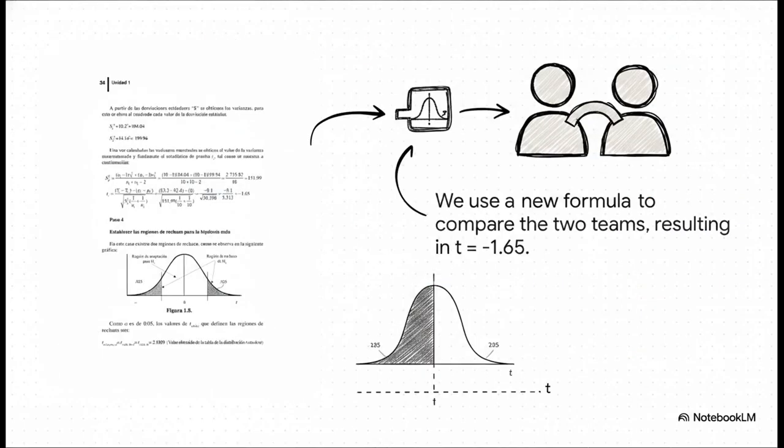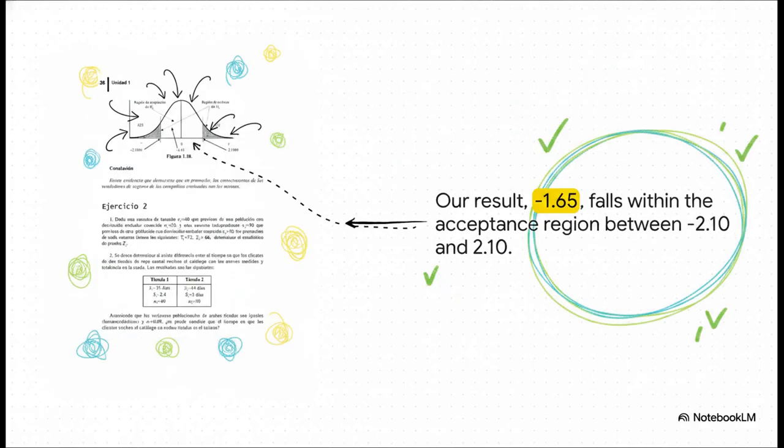You guessed it, we're going to run the same 5-step process. The core logic is exactly the same. We just use a slightly different formula back in step 3 because now we're comparing 2 groups. This gives us something called a t-statistic. And in this case, our t-statistic comes out to -1.65. So let's go back to our decision map. For this kind of test, our 5% significance level gives us critical boundaries at -2.10 and +2.10.